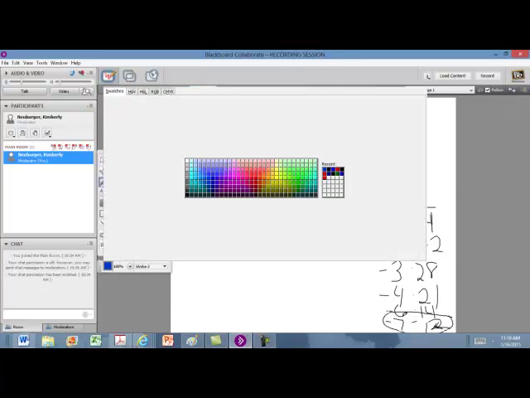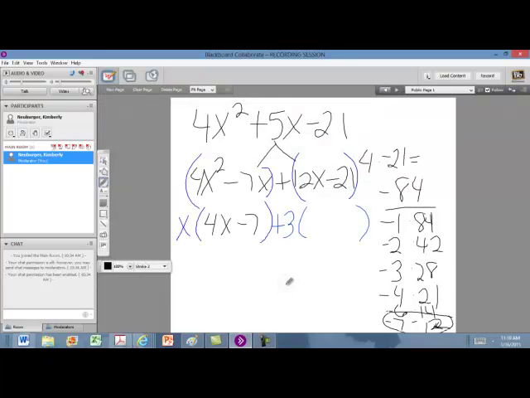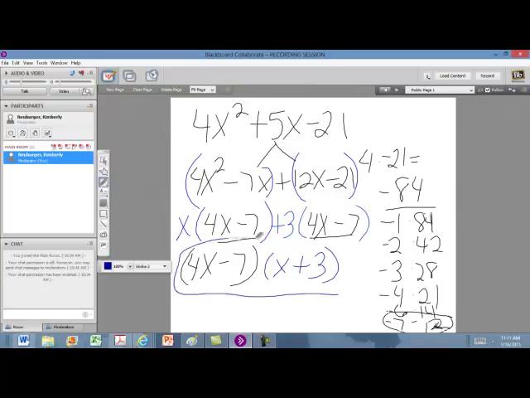3 goes into 12x 4 times, so we get 4x. And 3 goes into 21 7 times. So now notice that there is a 4x minus 7 in common. So we factor that out, and that leaves us with x plus 3. So this here is the factored form of the top of our fraction.